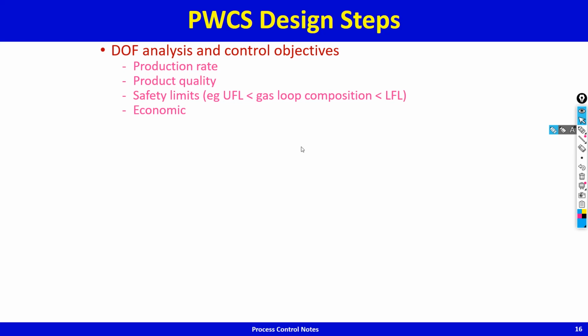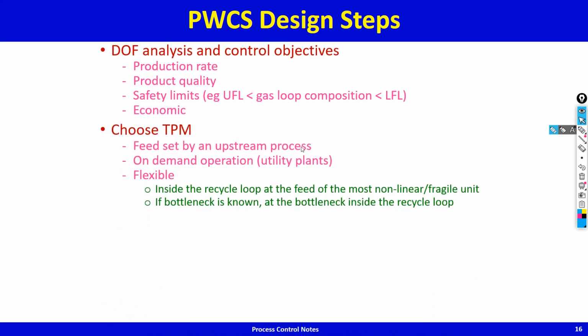Once you know what your control objectives are, the inventory control objectives, safety, product quality, production rate, etc., then the next thing you do is choose the throughput manipulator. In some plants, the throughput may be set by an upstream process, in which case the throughput manipulator is the fresh feed. Whatever is being given by the upstream process, you have to process that. In some plants, you have on-demand operation, for example utility plants, in which case the throughput manipulator is at the product.